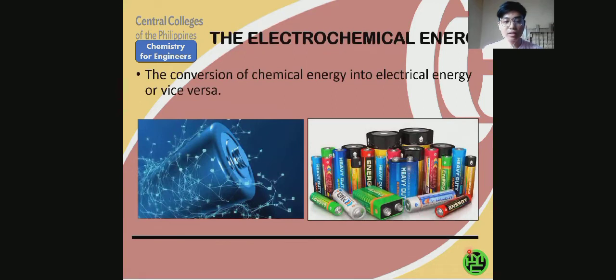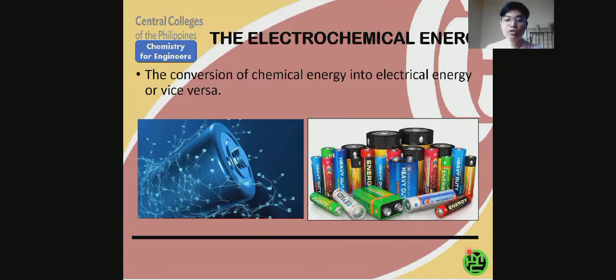So electrochemical energy. So energy is the capacity or the ability to do work. There are two forms of energy, which is the kinetic and the potential energy, and we have already studied it in our elementary or high school years. There are also different types of energy. One of it is the electrochemical energy, which is particularly our topic for today.